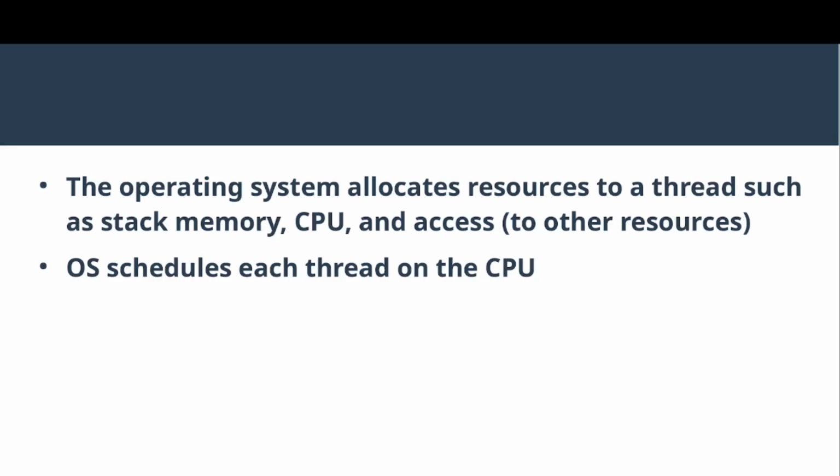So as we discussed, the operating system allocates resources to a thread, such as stack memory, CPU, and access to other resources. And then the operating system will schedule each thread on the CPU. So we looked at this a little bit when we were passing state to our thread handler.